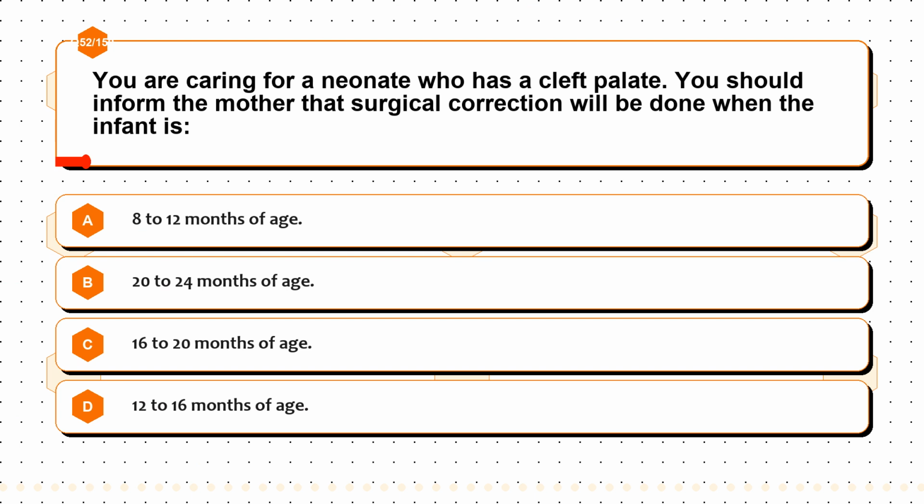Question 52. You are caring for a neonate who has a cleft palate. You should inform the mother that surgical correction will be done when the infant is. Here are the options. Option A. 8 to 12 months of age. Option B. 20 to 24 months of age. Option C. 16 to 20 months of age. Option D. 12 to 16 months of age.